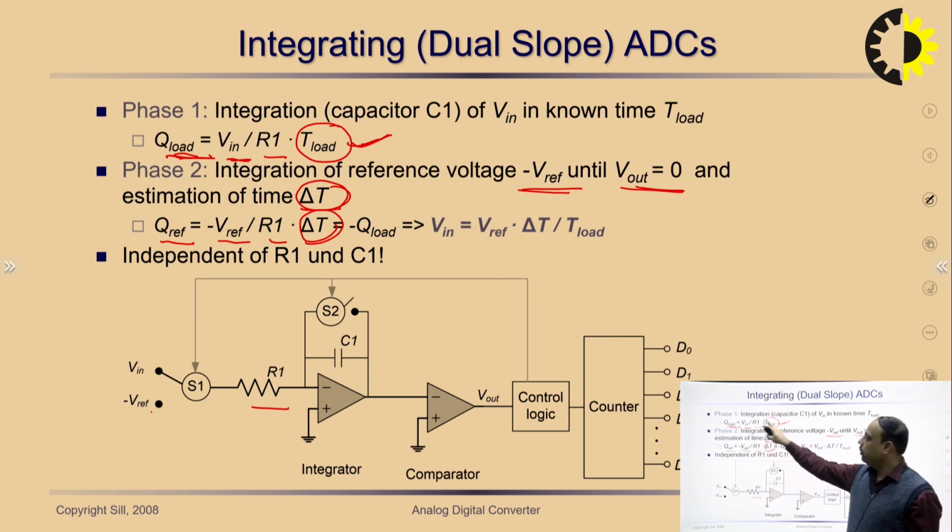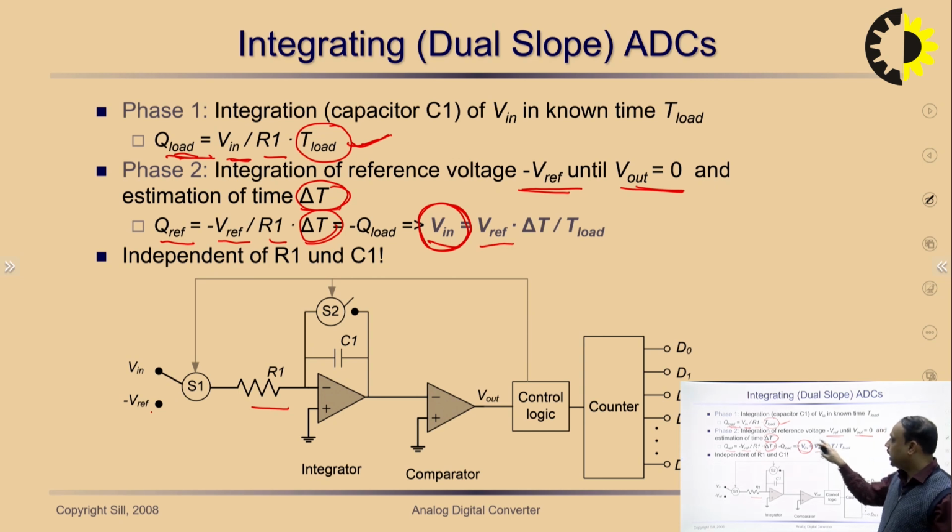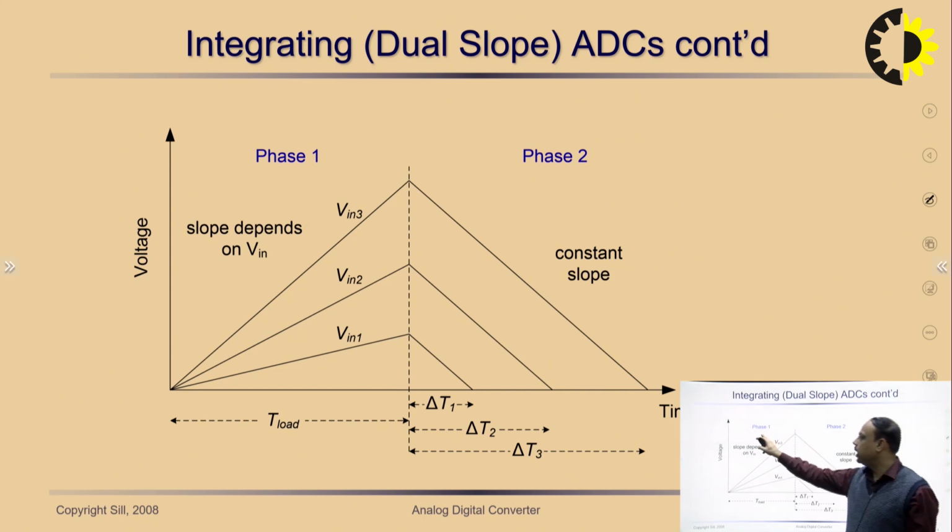So if we compare these two equations, we find the incoming input voltage in terms of the reference voltage and the time, that is the fixed time that is taken over here, and the variable time that is taken in the second phase. So the magnitude of the input voltage is equal to the magnitude of the reference voltage that we use over here, multiplied by the time taken for the reference voltage, divided by the total load time in the first phase. So as we can see over here, this is phase 1, this is phase 2, and this is the voltage and time plot.